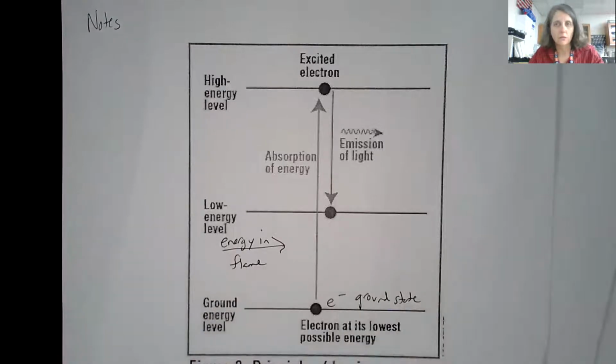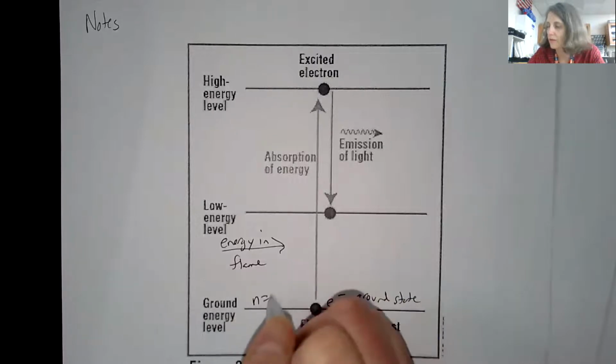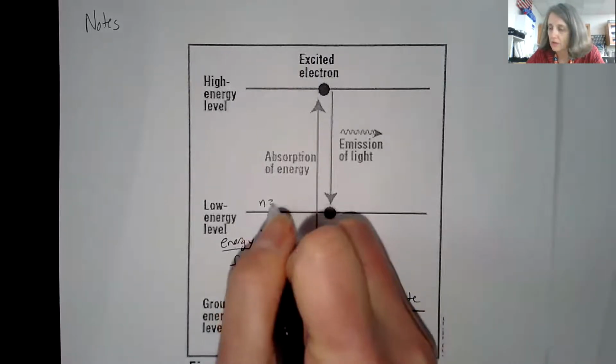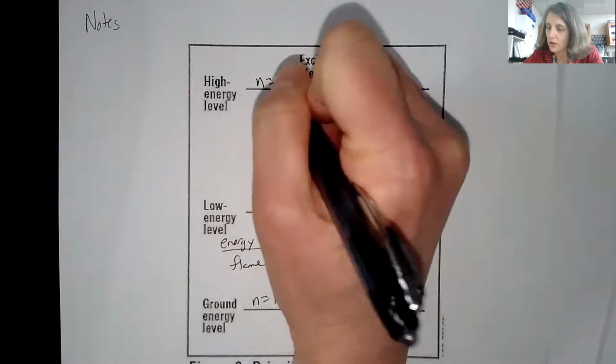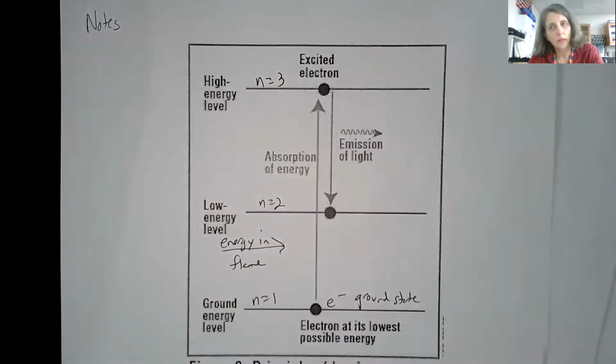So in the flame test, we put a compound into the flame and gave it energy. So the electron is starting at what we call the ground state. So that's where it normally exists. So let's say this is energy level 1. Let's say this is energy level 2, and let's say this is energy level 3. And again, the one thing I don't like about this diagram is these energy levels should not be equally spaced. That's what this experiment kind of proves.